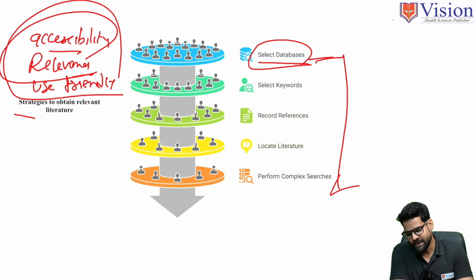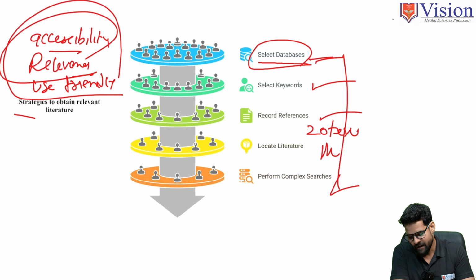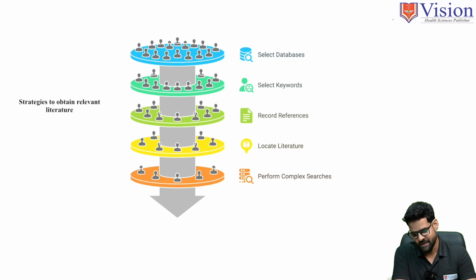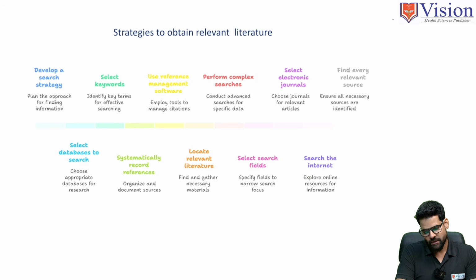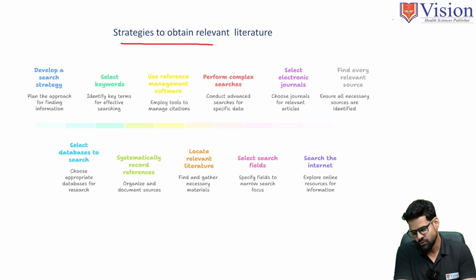So once you select the database, the second step is to select the keywords. Then you should select the record reference management, like you can have Zotero or Mendeley. Then locate the literature and perform the complex search as well as the simple search. So we'll discuss all that in detail. So these are the search strategies to obtain the literature.